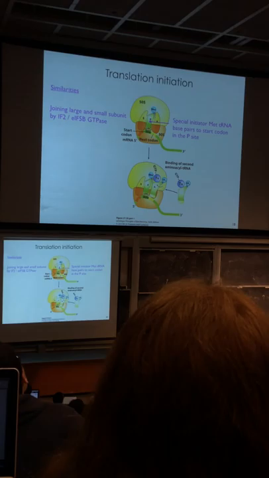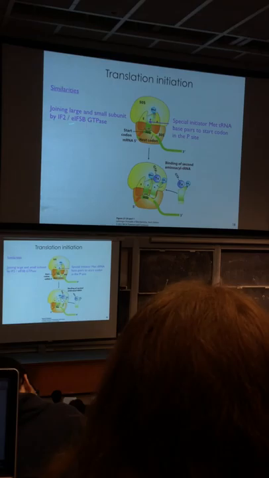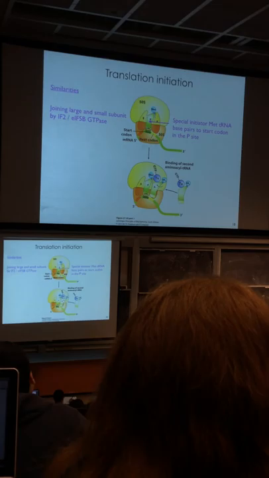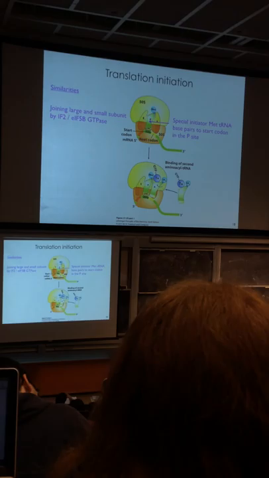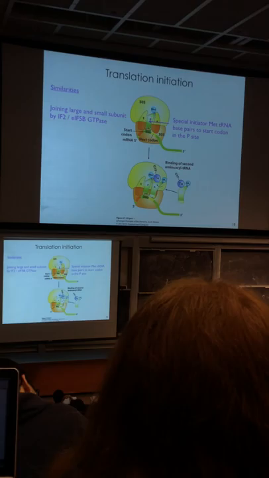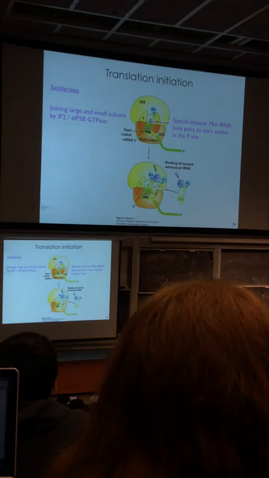AUG. And the similarities between these two processes are that the final committed step in translation initiation is the joining of the large and the small subunits by these homologous GTPase factors, IF2 in bacteria, EIF5B in eukaryotes. When that happens, a special initiator methionyl tRNA, base paired to the start codon, is in the P site. And once that happens, the ribosome is ready to enter the elongation cycle.